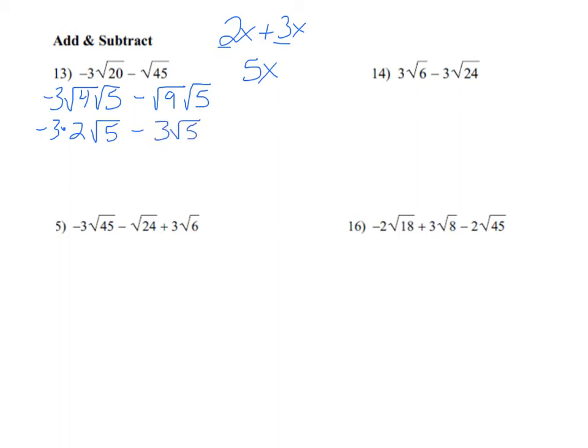All right, so I end up with a negative 6 root 5 minus 3 root 5. And as I had hoped, now I have common radicals. They're both root 5s. So once you have that, you just work on your coefficient and say, okay, I got a negative 6 and a negative 3. That's going to give me a negative 9 root 5.